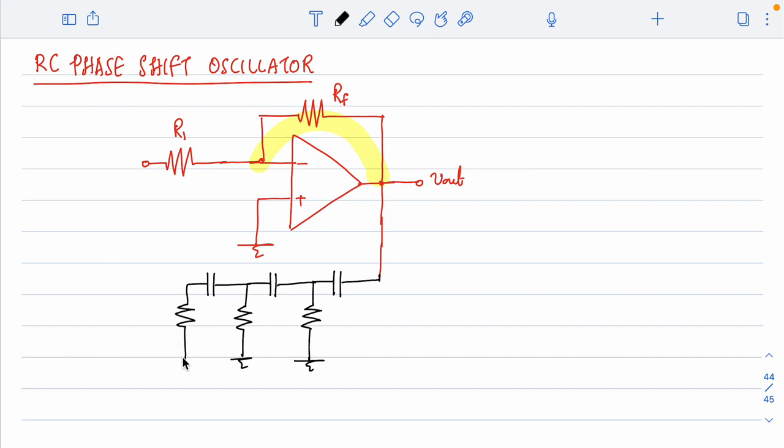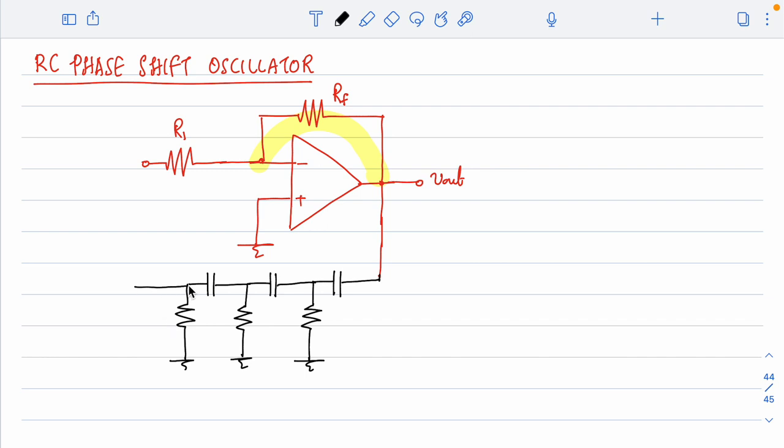In that case, we need a minimum of 3 RC sections, right? Because 90 is not possible. If 90 is possible, we can use two RC so that I'll get 180. But 90 we will get only at infinite frequency. So we'll use 3. If I set every RC for 60 degrees, 60 into 3 is 180. So another 180 is obtained here.